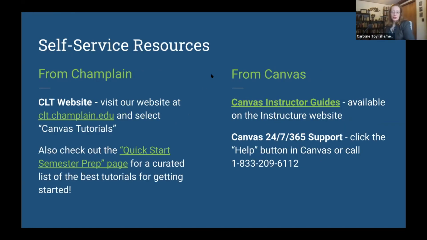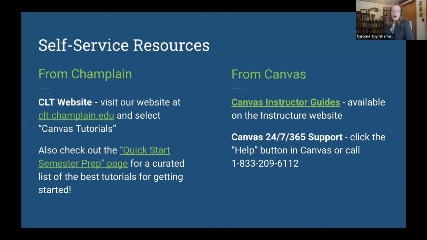Then self-service resources are available to you, both things that we have created at Champlain and things that Canvas, as in the company Instructure that runs Canvas, has made available online. Our resources are materials on the CLT website, which is clt.champlain.edu. Select Canvas tutorials from the main menu, and you'll get a whole bank of tutorials on how to do different things in Canvas. On the CLT homepage, if you scroll down, there is a button that says Quick Start Semester Prep. That's also a great place to start looking for resources, not just on Canvas, but also on things like preparing your syllabus.